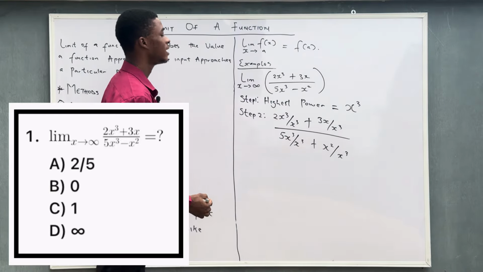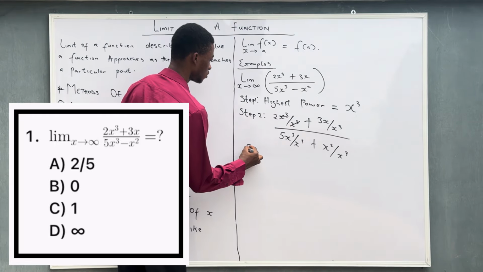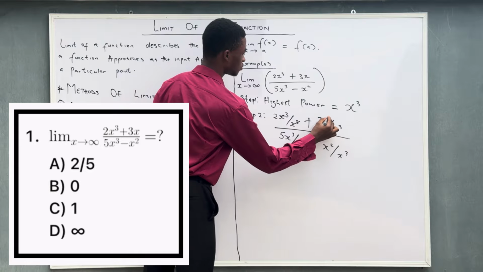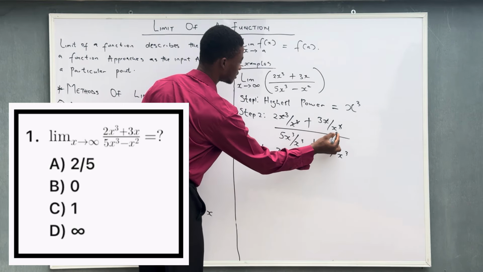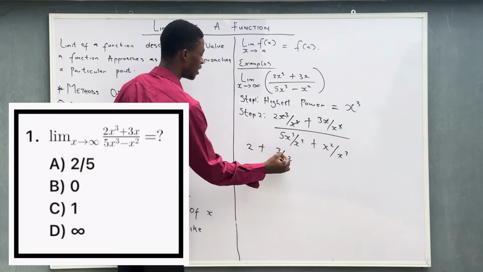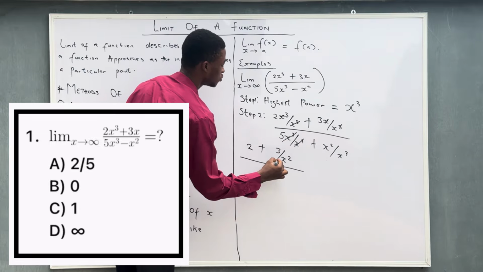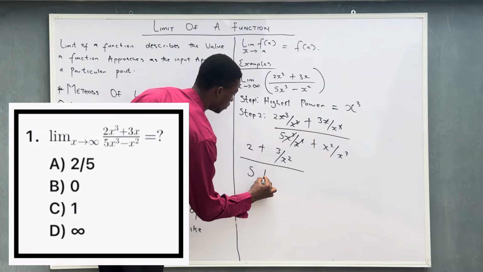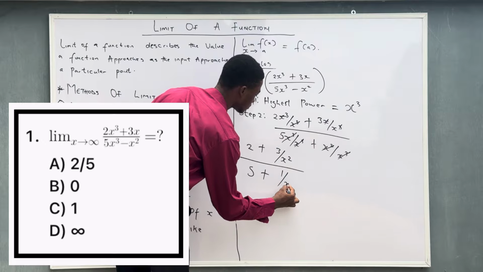So now that we have divided everything by the highest power, we can just cancel. So we have 2 plus, so this will cancel this. So we have 3 over x squared, because this is x cubed. So when we remove one x from x cubed, we are going to have what? x squared. And we now have divided by, so this x cubed can also cancel this. So we have 5 plus, so this can also cancel this. So we have 1 over x.